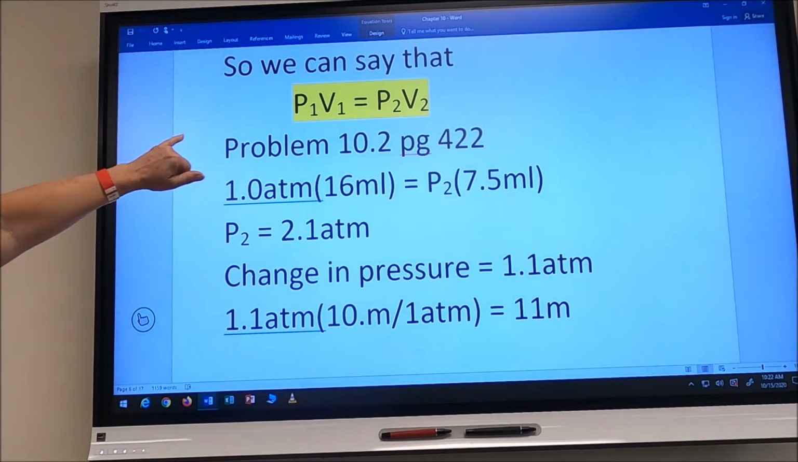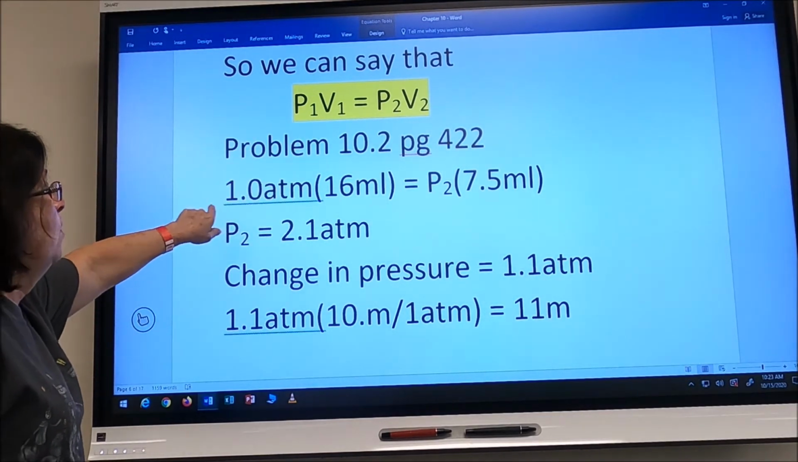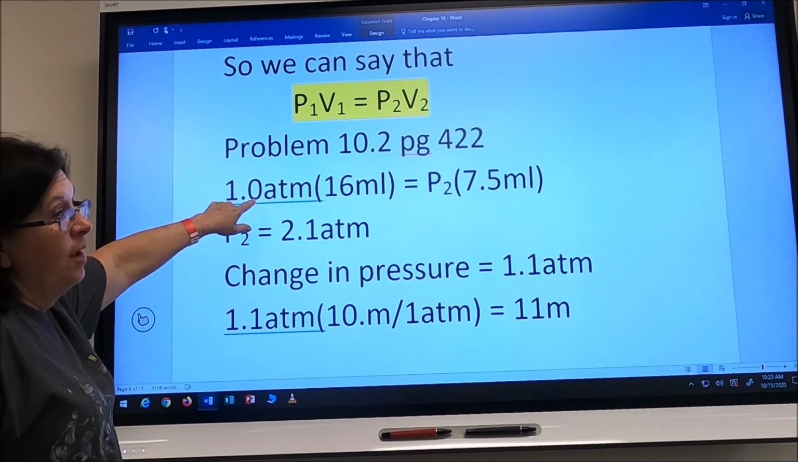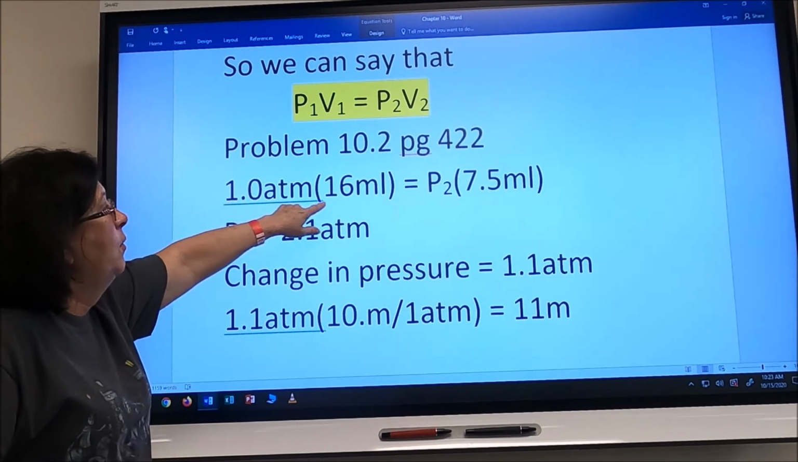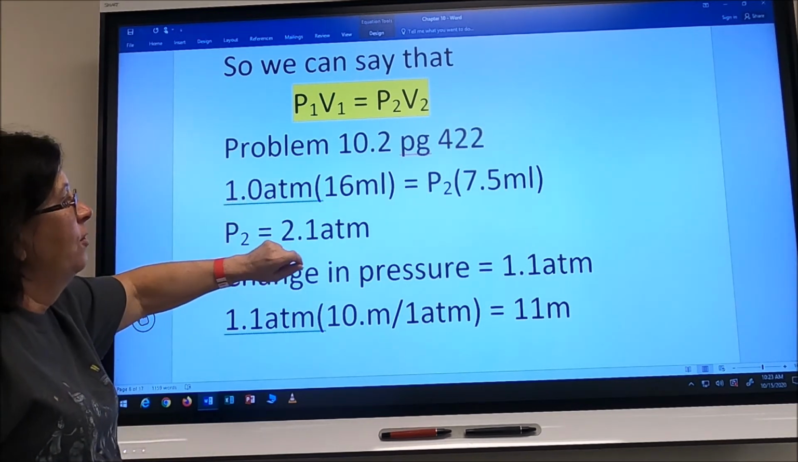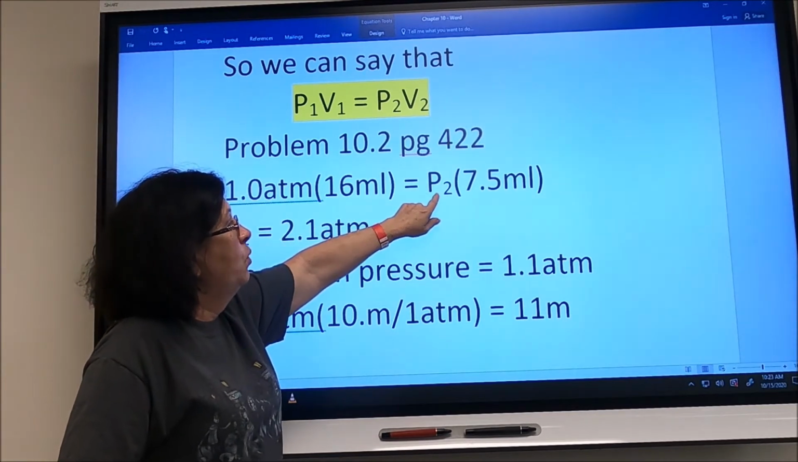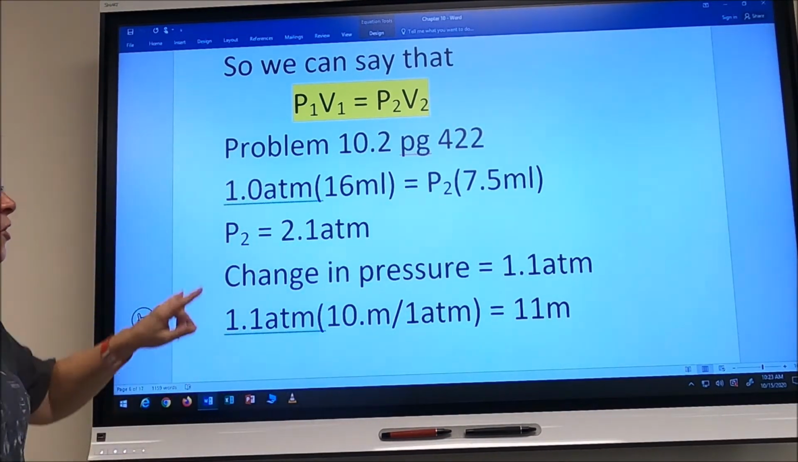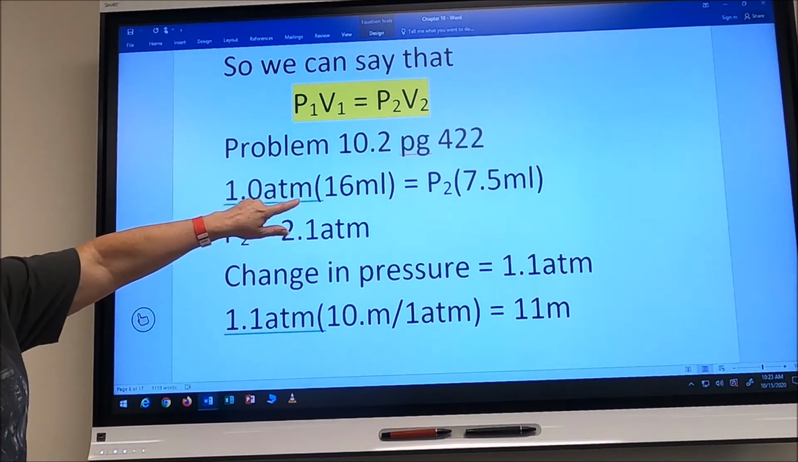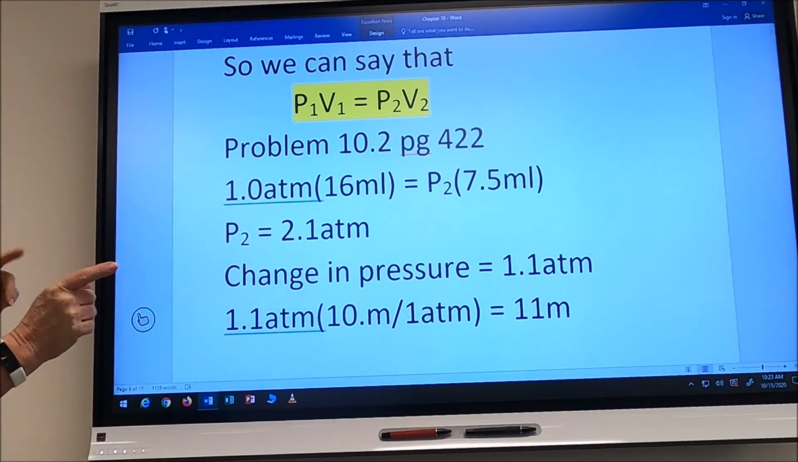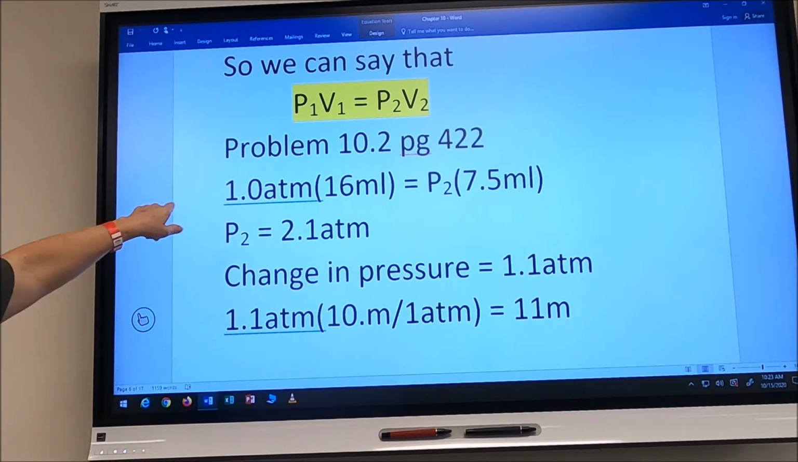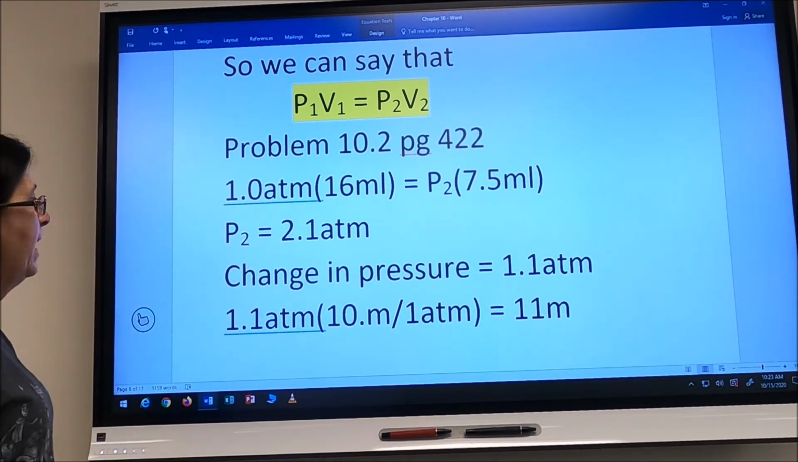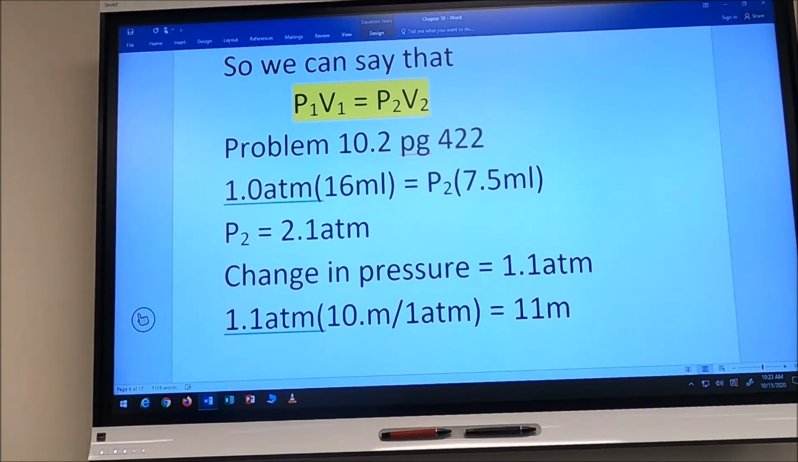Well, if I use P1 V1 equals P2 V2, we were at 1 atmosphere up at the top of the water, and we had a volume of 16 milliliters. We're at a new depth where we're at a pressure P2 and a volume of 7.5 milliliters. Notice that I didn't have to change these to liters because I have volume units that match. So if I solve this, I get 2.1 atmospheres. So there was a change of 1.1 atmospheres.